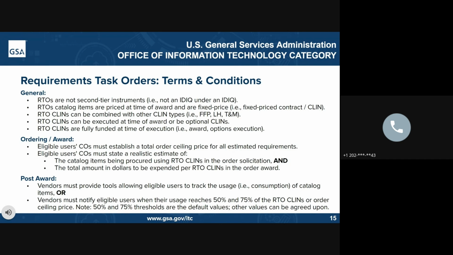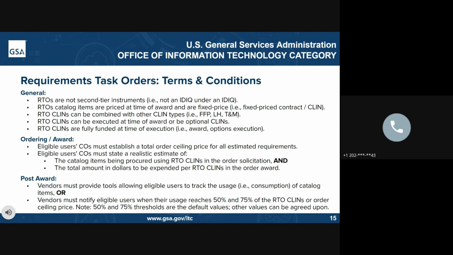So that can either be a dashboard or something that the vendor provides through a web portal, or they will have to be required to notify the CO when they reach 50% or 70% expenditures on the requirement task order CLINs. Note the 50 and 75 are notional thresholds. You can always negotiate with the vendors additional or alternative thresholds.